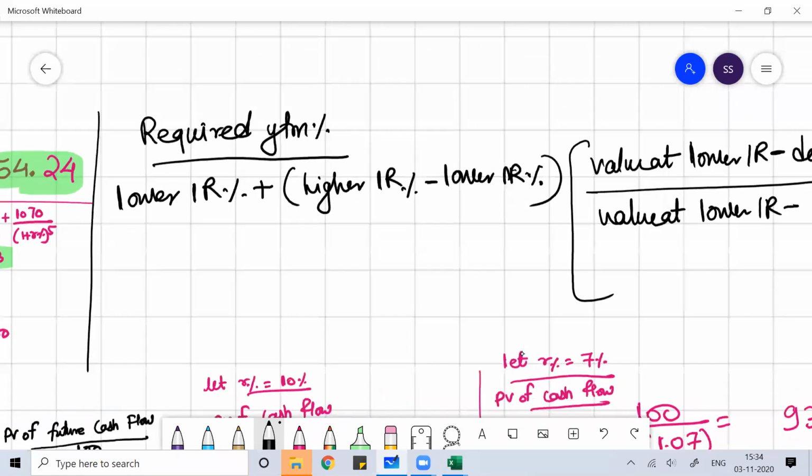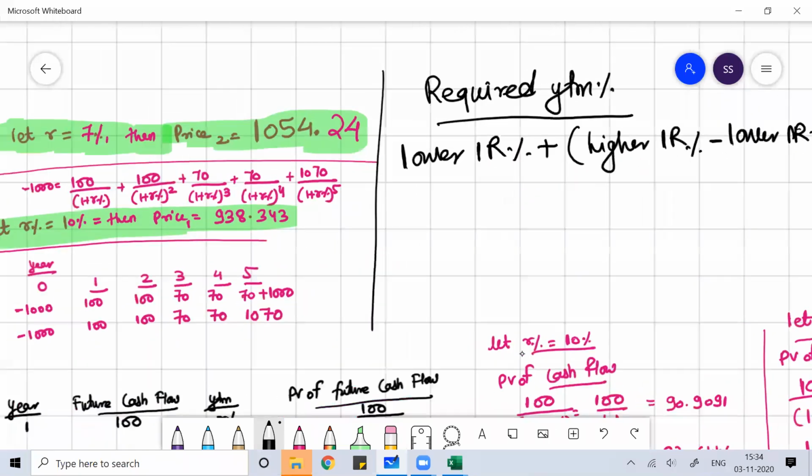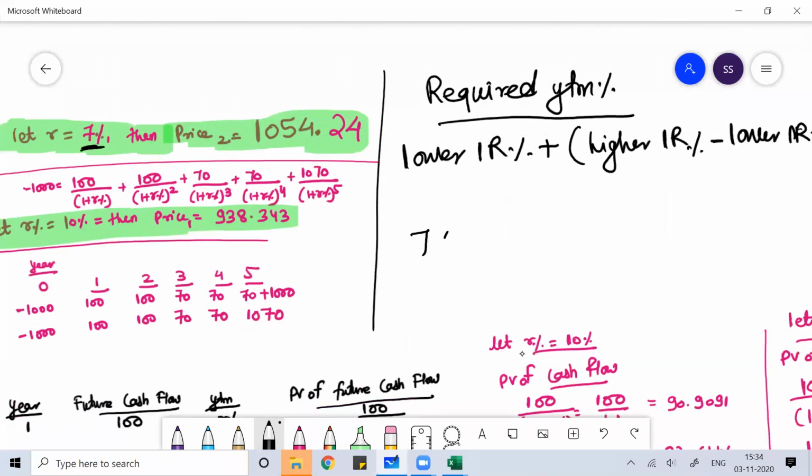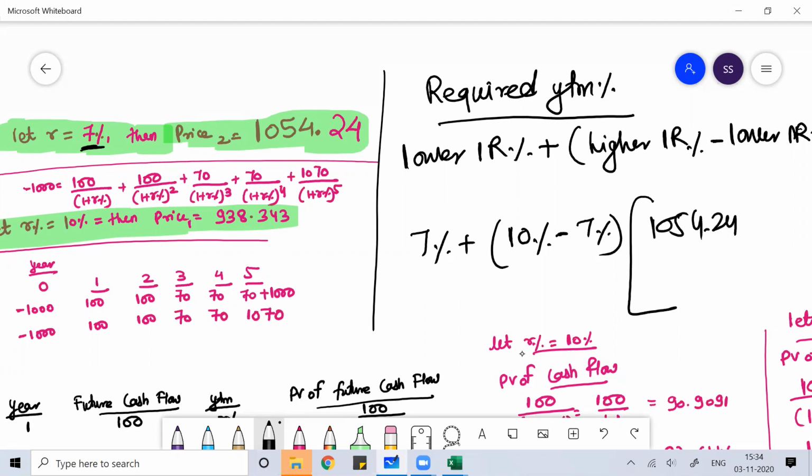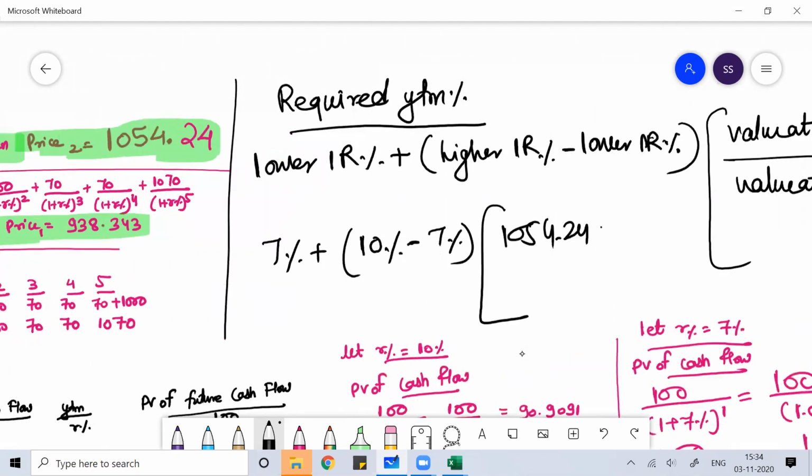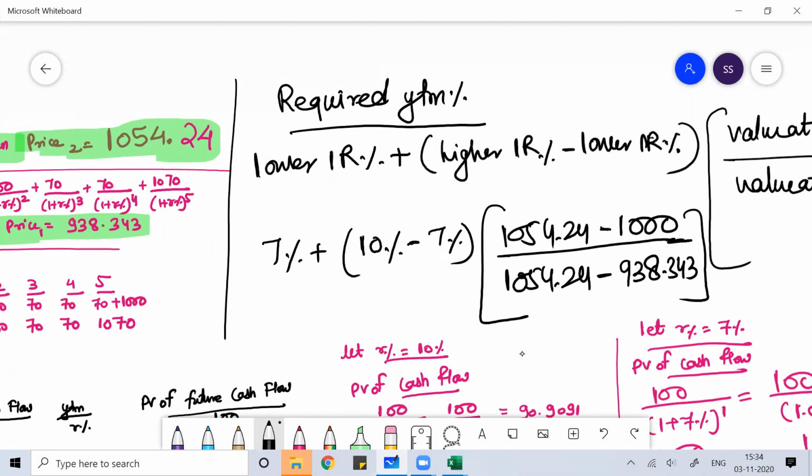So your lower interest rate, what is that value? That is 7%. Then 7% plus higher minus lower, 10 minus 7, into value at lower interest rate, that is 1054.24, minus desired value, which is 1000, divided by value at lower interest rate 1054.24 minus value at higher interest rate, that is 938.4. So that is your answer. Solve this and that is your answer.